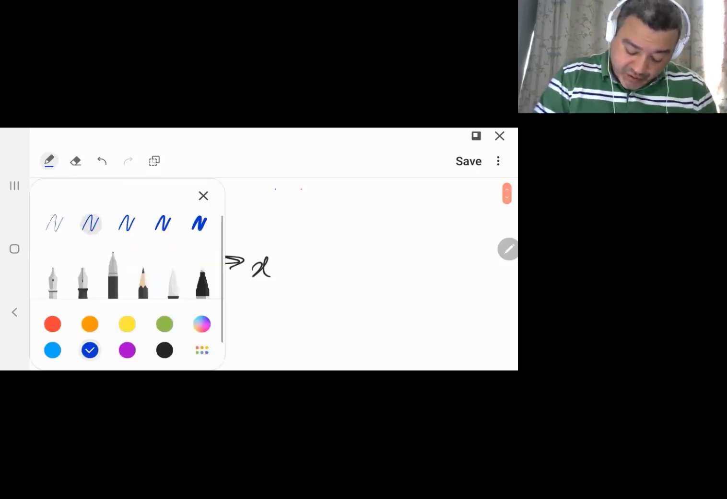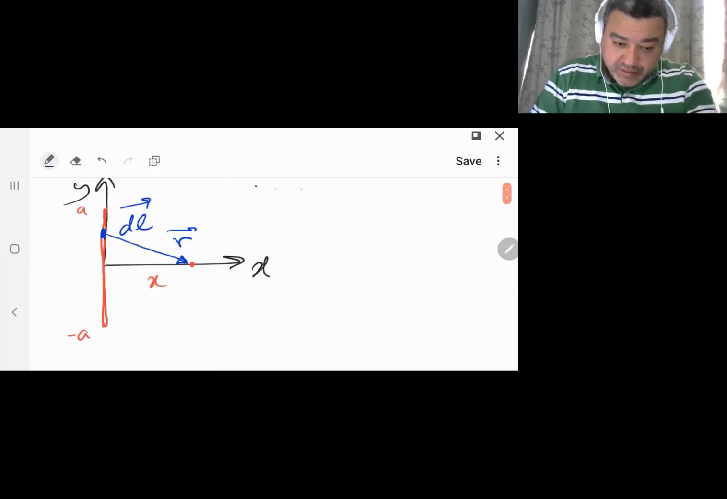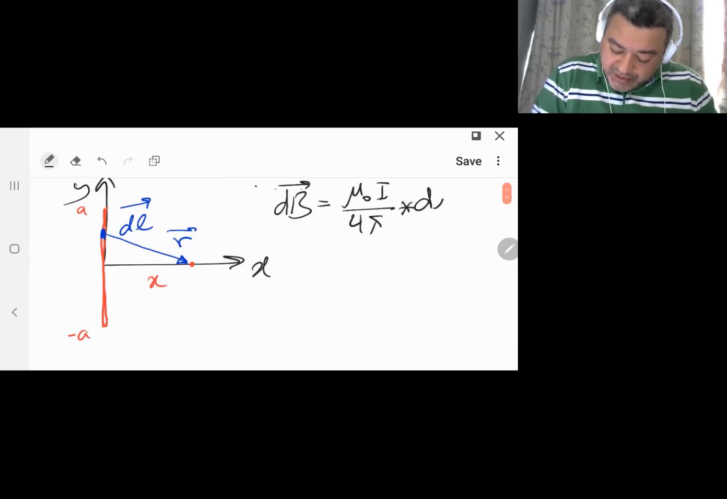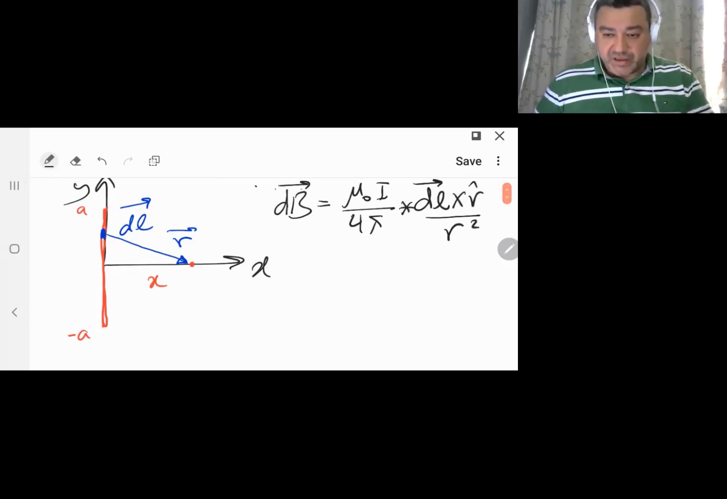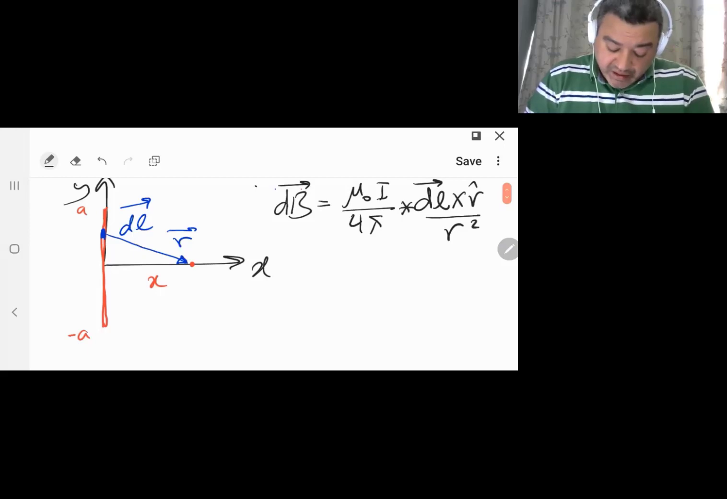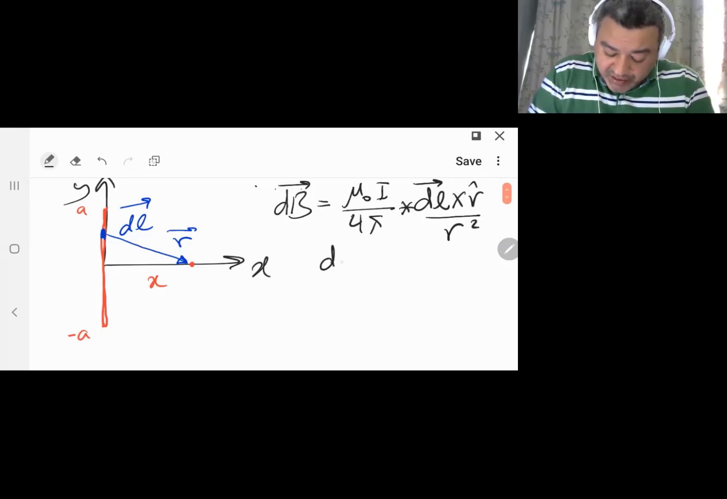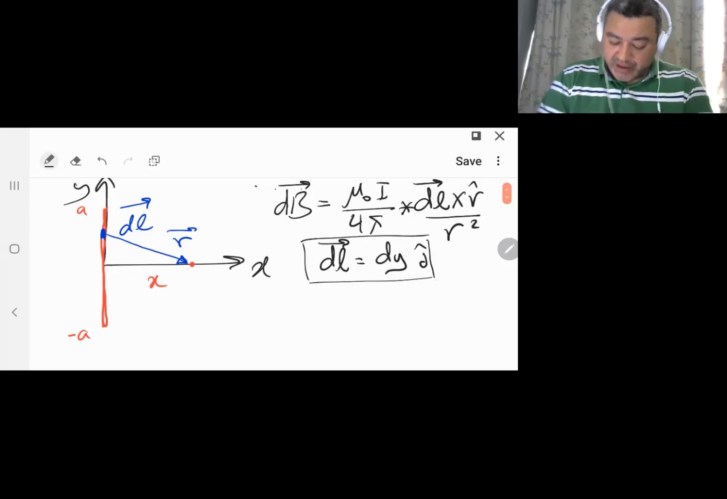So I will go now to the general equation, mu naught I divided by 4 pi times dl vector cross r hat over r squared. So the first thing I said is the differential element here, dl. We know that dl is moving along the y-axis, which means that the dl vector equals dy. My variable is dy, and my unit vector is j hat. So this is my dl.